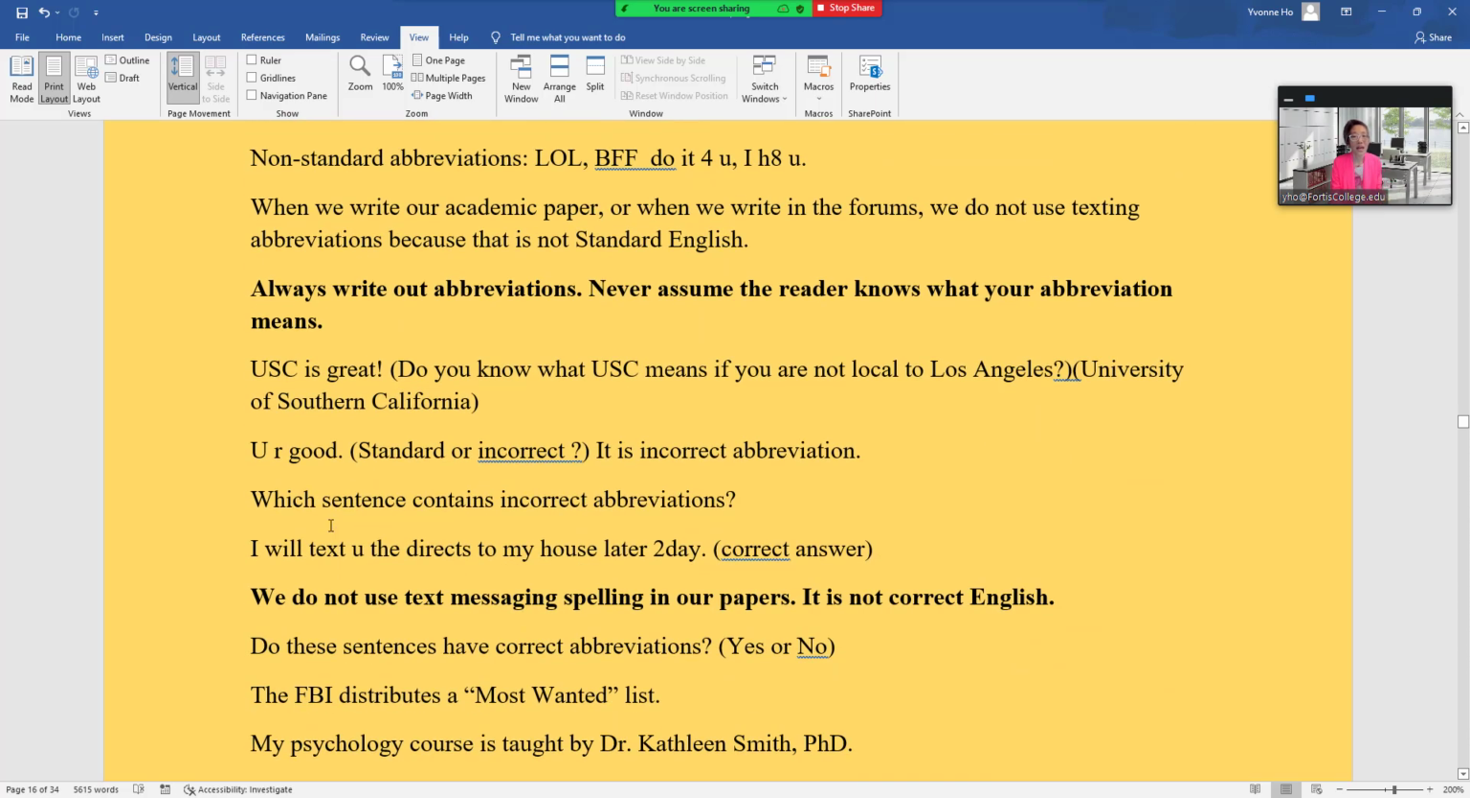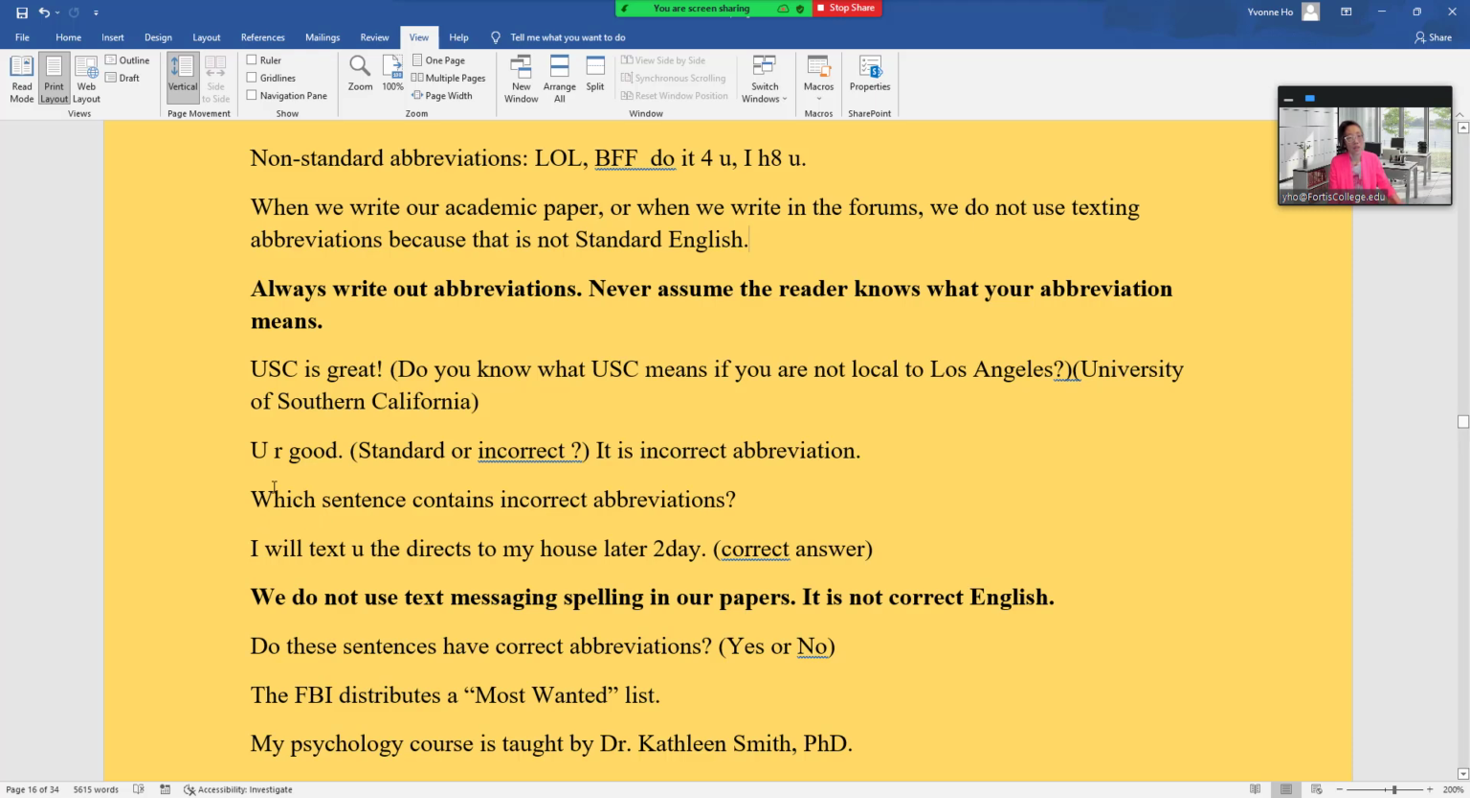Anyway, always write out your abbreviations. Never assume the reader knows what your abbreviation means. So USC is great, but do you know what USC means if you are not local to Los Angeles? Well, USC in Los Angeles means University of Southern California, but it can also mean University of South Carolina. So that's why it's good to write out the USC.